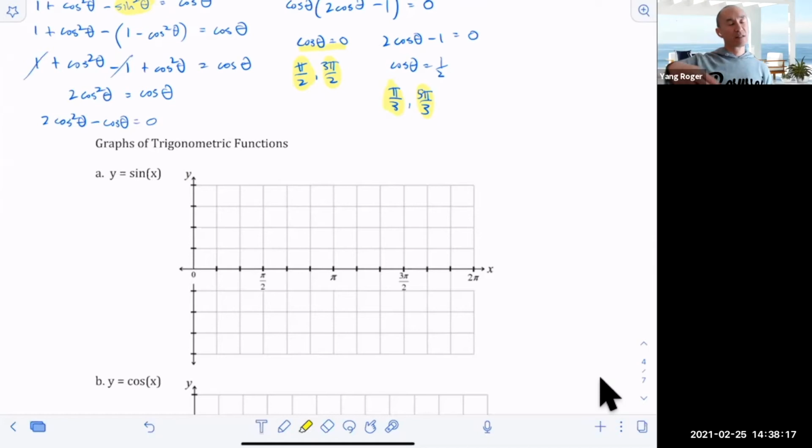Sine and cosine are periodic. All the trig functions are periodic. Periodic means that they repeat themselves. So for sine, we're going to graph one period and understand that it's just going to keep repeating. The domain of sine is all real numbers, but the period of sine goes from 0 to 2 pi.